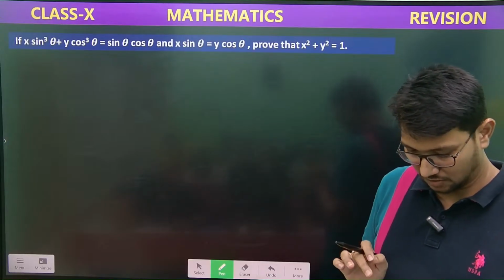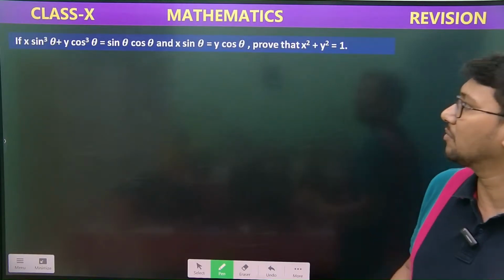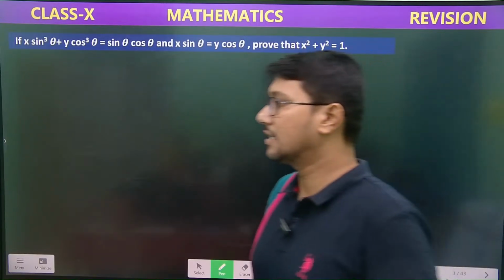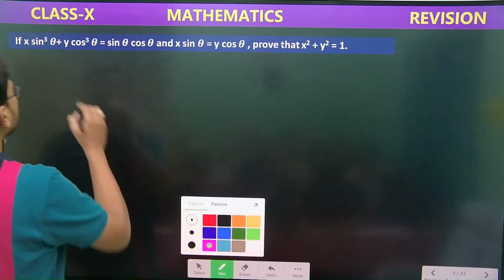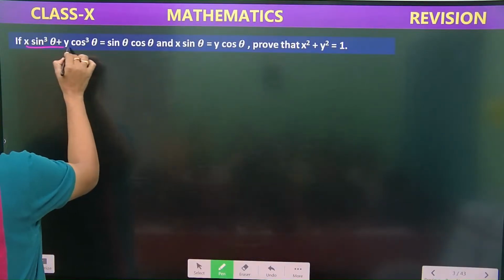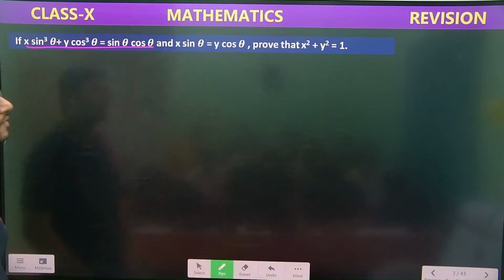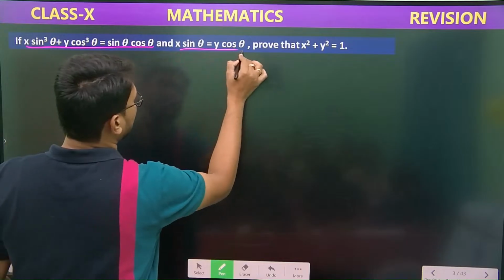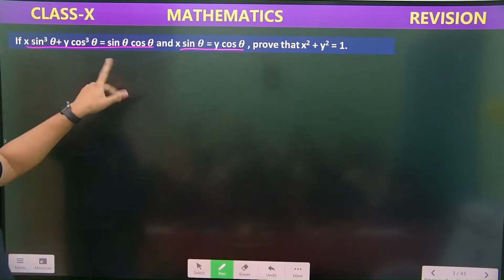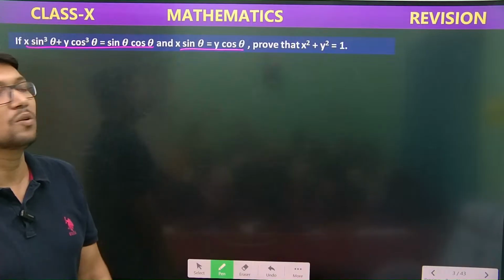Now get ready. I'm solving, children. See what is given in the question. The question is given here: x sin cubed theta plus y cos cubed theta equals sin theta into cos theta. And another is given: x sin theta equals y cos theta. These two things are given, and we need x square plus y square.